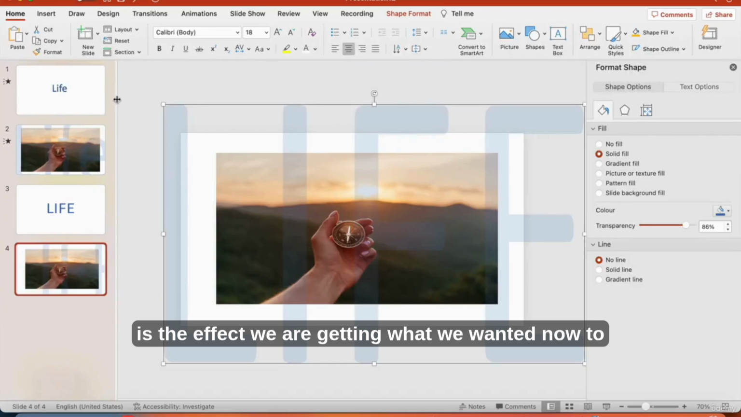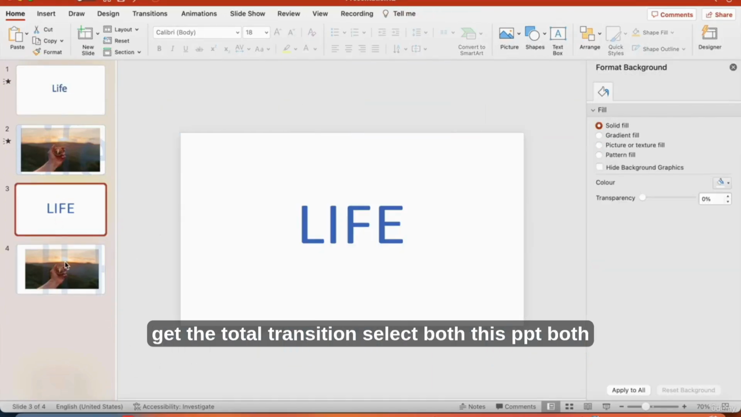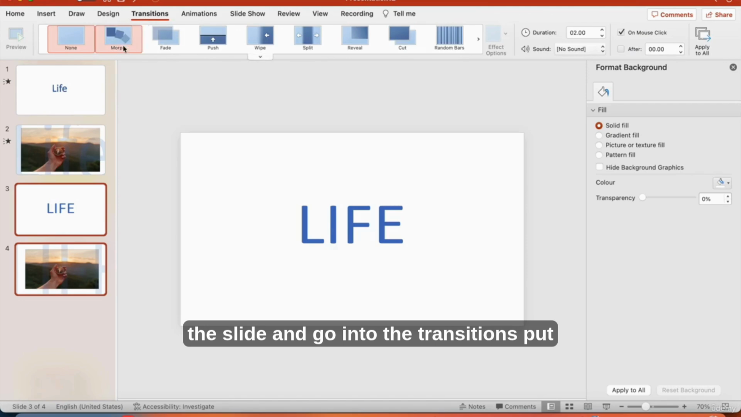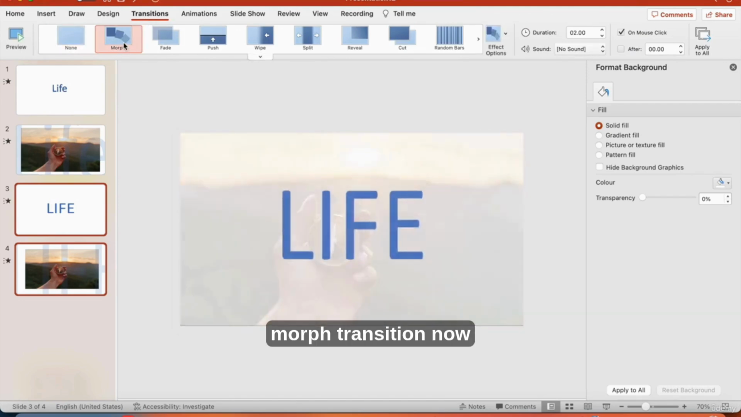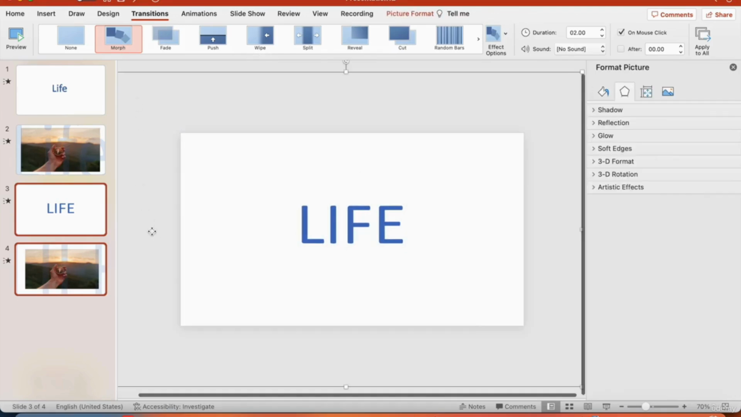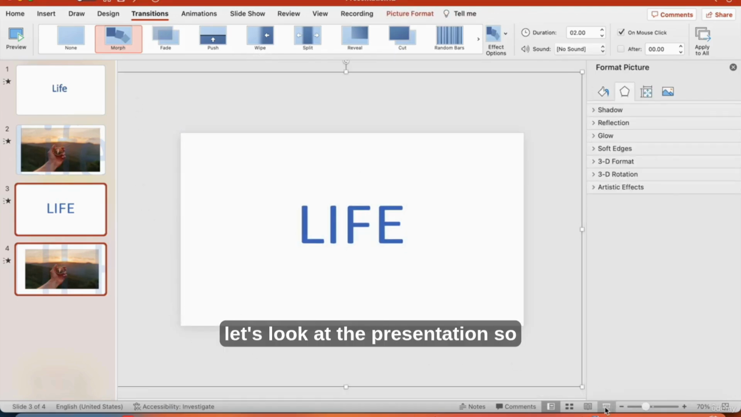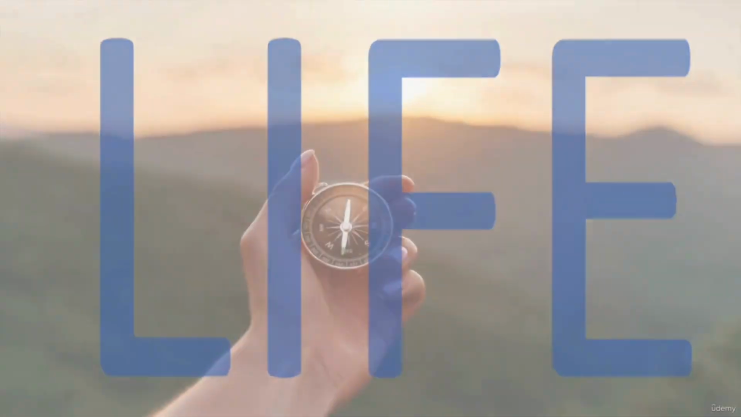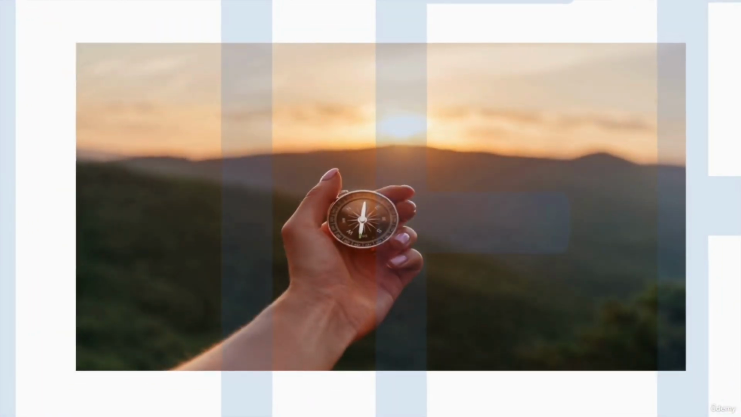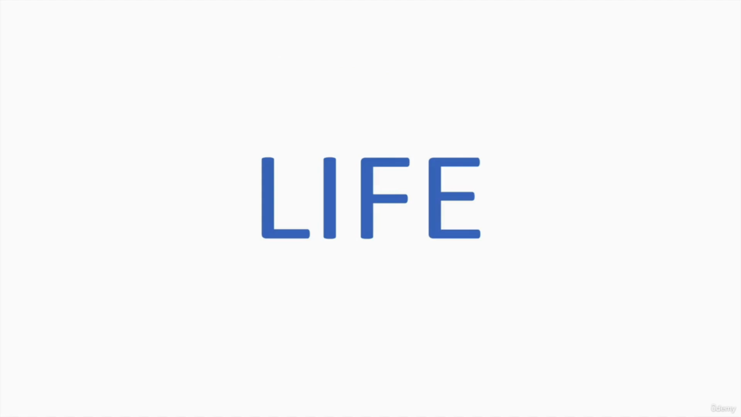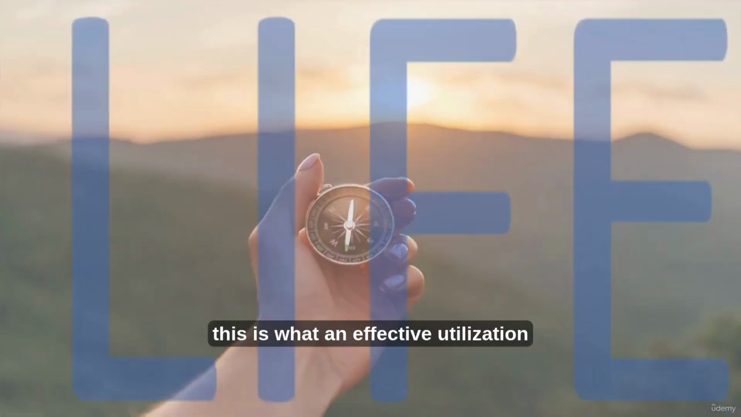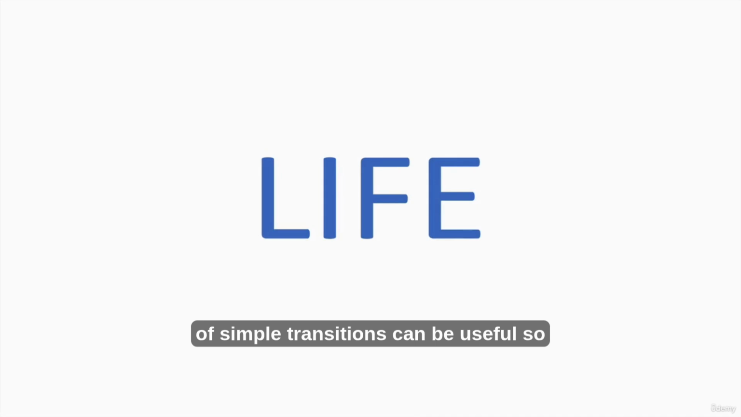Now to get the total transition, select both the slides and go into the transitions, put Morph Transition. Now let's look at the presentation. So this is what effective utilization of simple transitions can be useful.